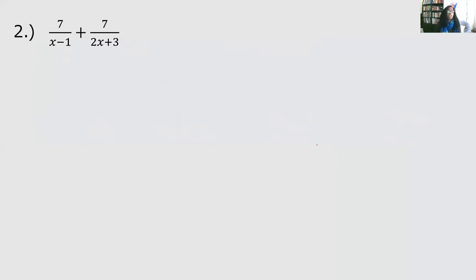Okay, so now we got 7 over x minus 1 plus 7 over 2x plus 3. If I look at my denominators, they're not the same, so I can't just go ahead and add 7 and 7. Can't do it, because my denominators are not the same. But I can say my least common denominator is me putting these two binomials together through multiplication. So one parenthesis is going to be x minus 1, and the other parenthesis is going to be 2x plus 3.